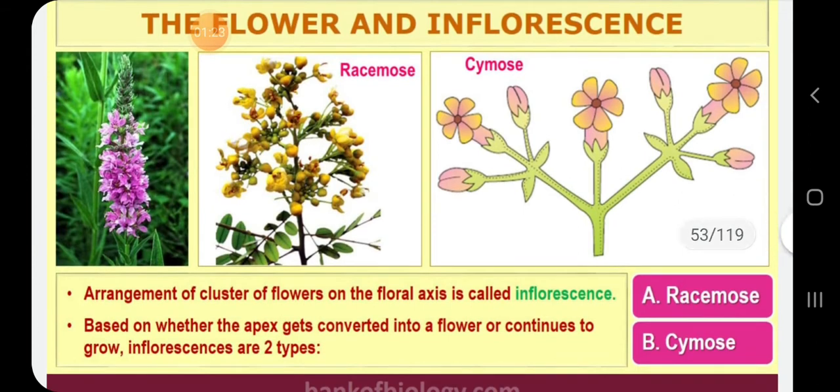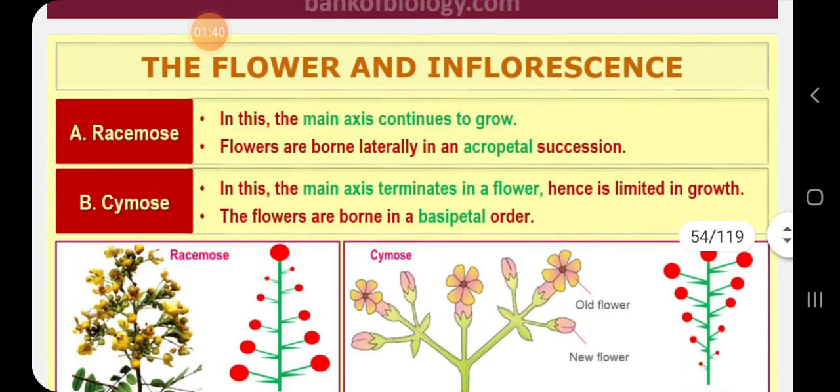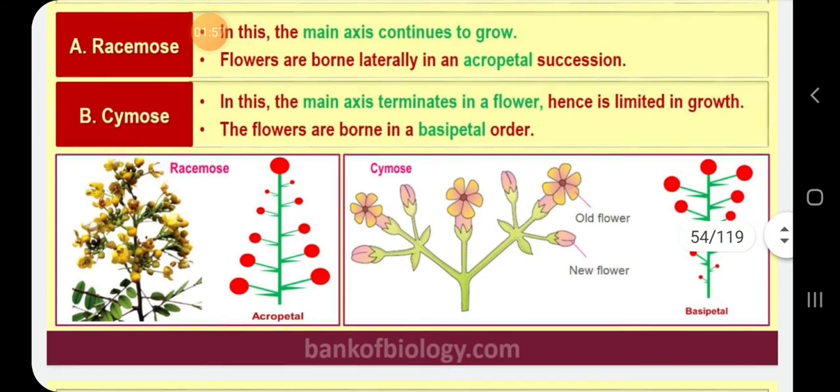Now, on the basis of how the flowers are growing, the inflorescence is known as racemose and cymose. So, here racemose, in this the main axis continues to grow. That means the axis on which the flowers are growing keeps on growing, and the flowers are born laterally. On the side, the flowers will develop, and this is known as acropetal succession.